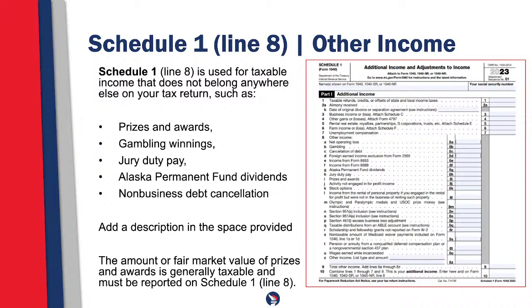Non-business debt cancellation is income, and this is a 1099-C, so this is something that we'll talk about in a little bit, so I'll save it for that time. Add a description in the spaces provided. This is really specifically talking down here on line Z. The fair market value of prizes and awards, generally taxable, must be reported on line 1, Schedule 8, or Schedule 1, line 8. So we're talking about this area right here.